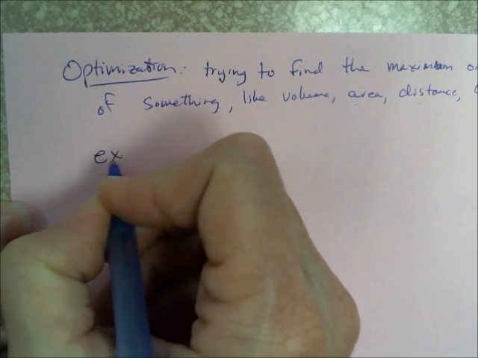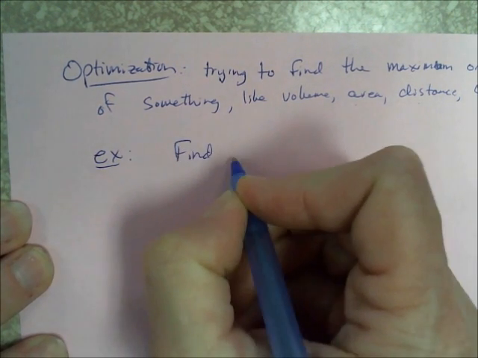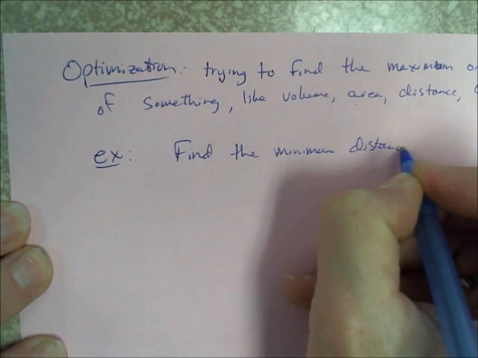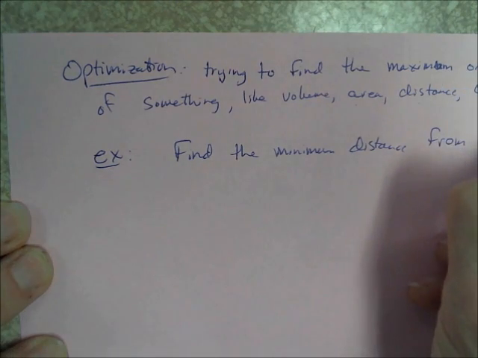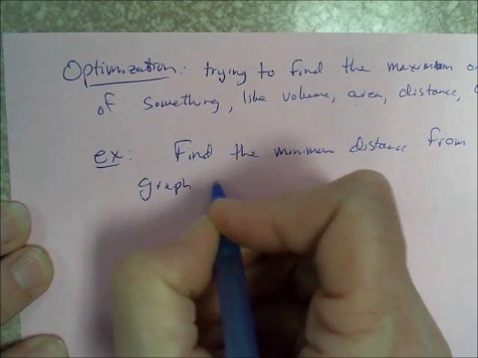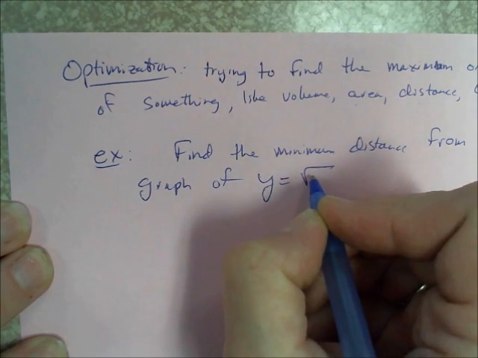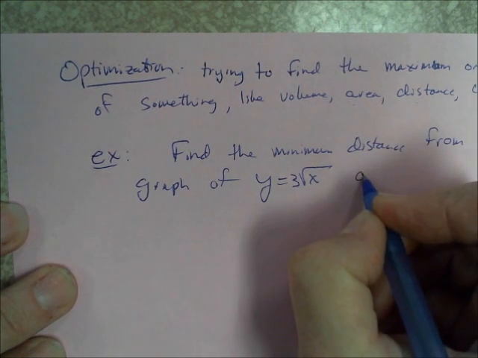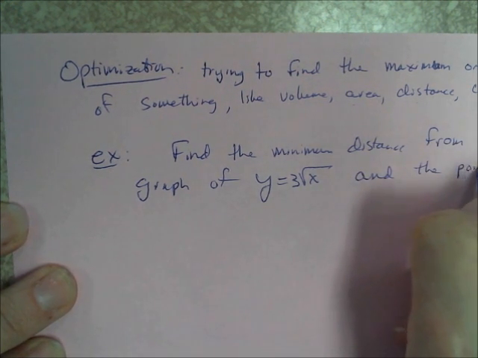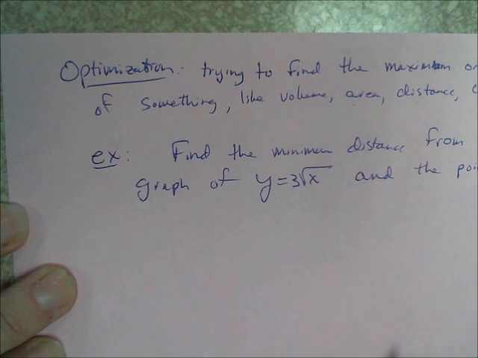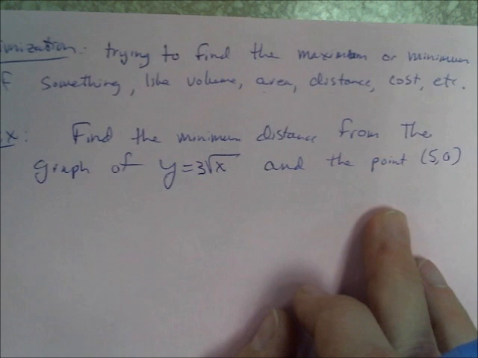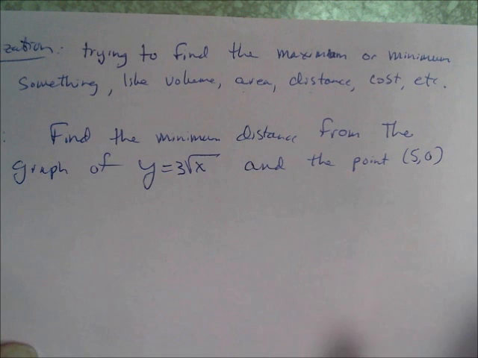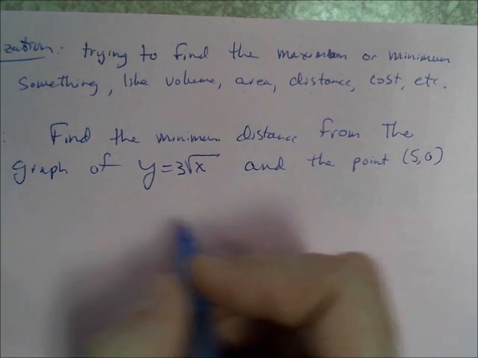So let's say, for example, we want to find the minimum distance from the graph of y equals 3 times the square root of x, and the point (5, 0). And that's just it. That's your question right there, the minimum distance from that graph to the point. So since that's the only thing that's given to us, what we want to do is graph this equation.